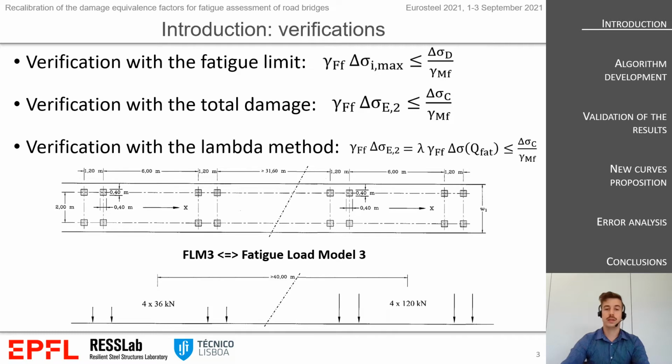And the third one is the lambda method. That is a simplified method that puts in relation the second method with the fatigue load model 3. That is a set of two lorries that run on the influence line to calculate the maximum and minimum stress to have finally the delta sigma Q fat.